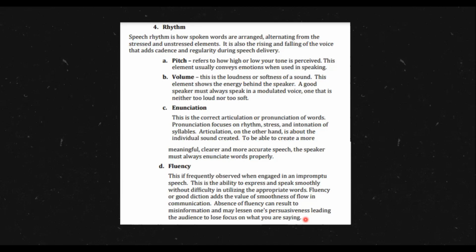Okay? But if the speaker is not that good in pronouncing words, most of the time, nami-mispronounce niya ang word, ganun din sa fluency, so mas naboboard yung listener mo, okay? Because when you are good in delivering a speech, when you are good in pronouncing words, when you are very fluent on speaking, your audience will know that this person is really good. Parang hindi ka basta-basta, okay? You're not an ordinary speaker. Parang ganun. Okay? So next.